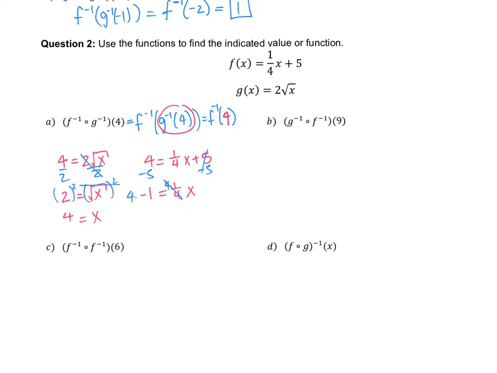So that would cancel. X comes down. Negative 1 times 4 is negative 4. And so in this case, this here is my answer to that inverse. So this is going to be equals negative 4. That is my final answer.